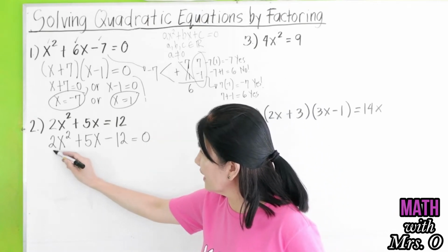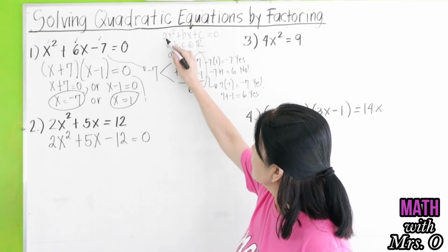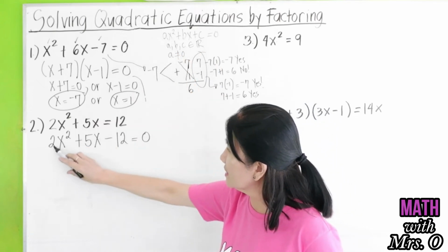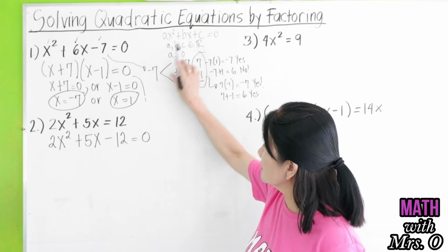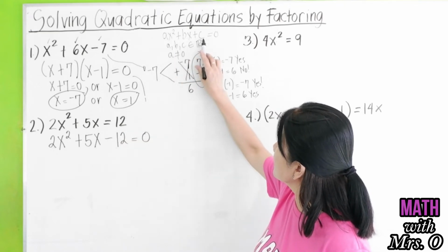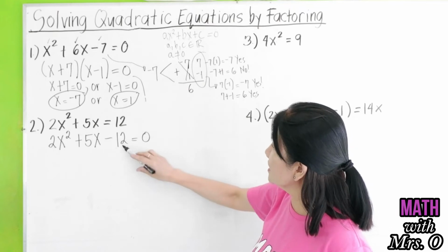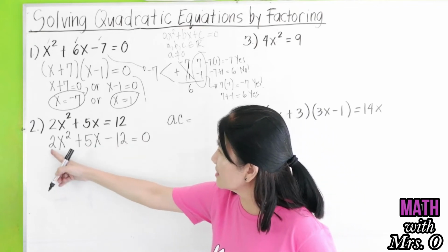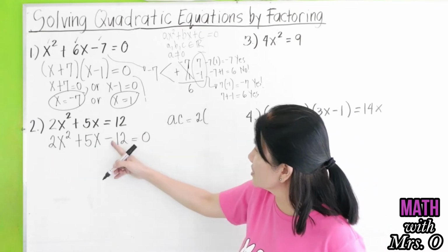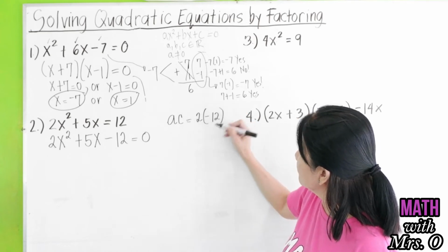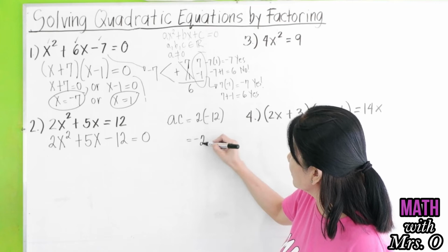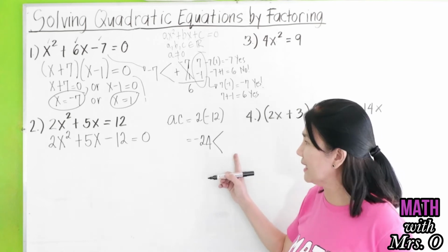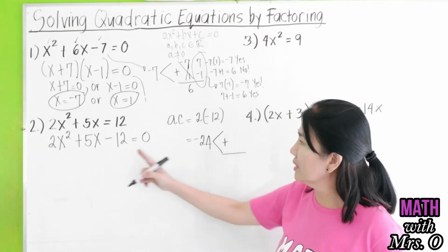Remember, this is your A, B, C. In the standard form, ax squared plus bx plus c, the coefficient of x squared is a, the coefficient of x is b, and the constant is c. So AC test, multiply A and C. Your A is 2 times your C is negative 12. Multiply them, we get negative 24. Now, find factors of negative 24 which when added will give you a 5.